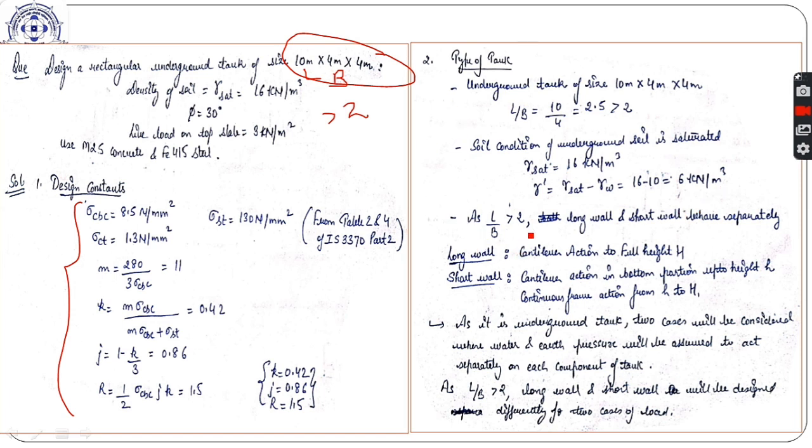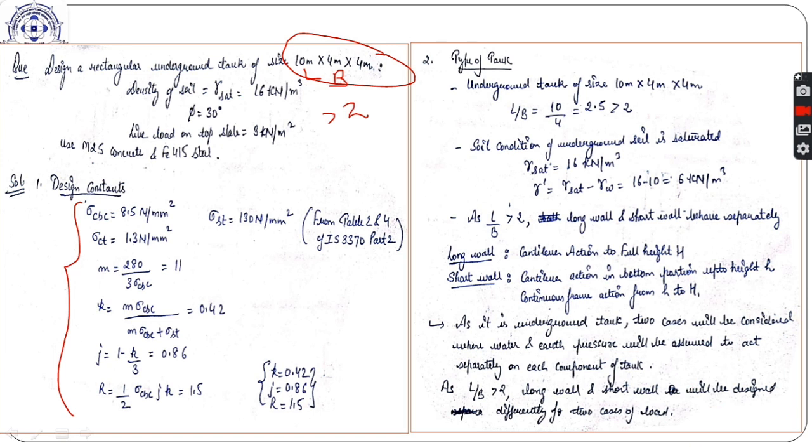Now as L by B is greater than 2, in the previous video lecture I explained to you how the tank walls will behave when L by B is greater than 2. When L by B is greater than 2, then the long wall and short wall will behave differently. The long wall will behave like a cantilever up to full height, and the short wall will behave like a cantilever up to height small h, and continuous frame action will be subjected on the upper part.